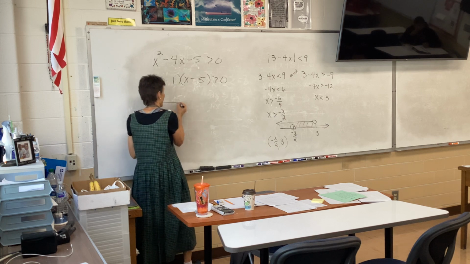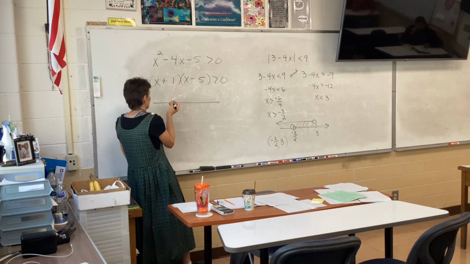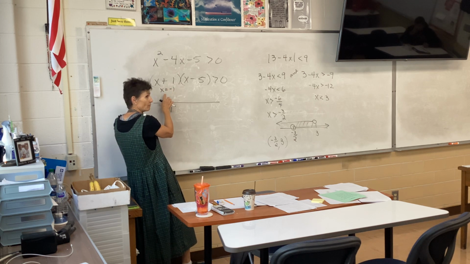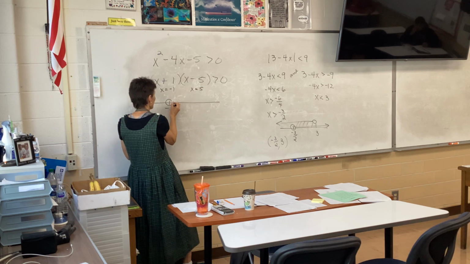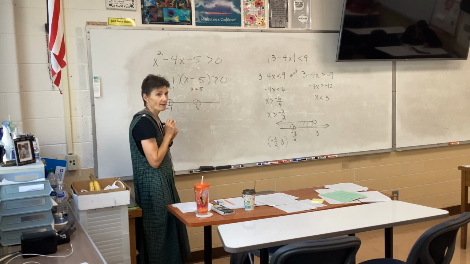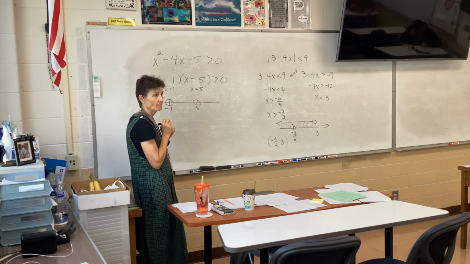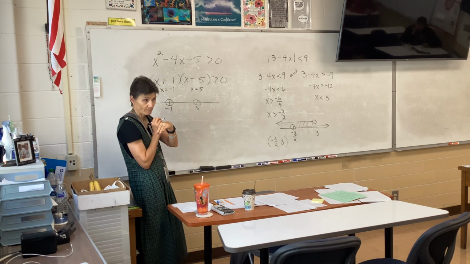Now, draw a number line. And on the number line, plot -1, because that's what this one would equal, right? This one would equal -1, and this one would equal 5. So on the number line, put an open dot at -1 and an open dot at 5. Everybody okay so far? Understand why the dots are where they are and why they're open?